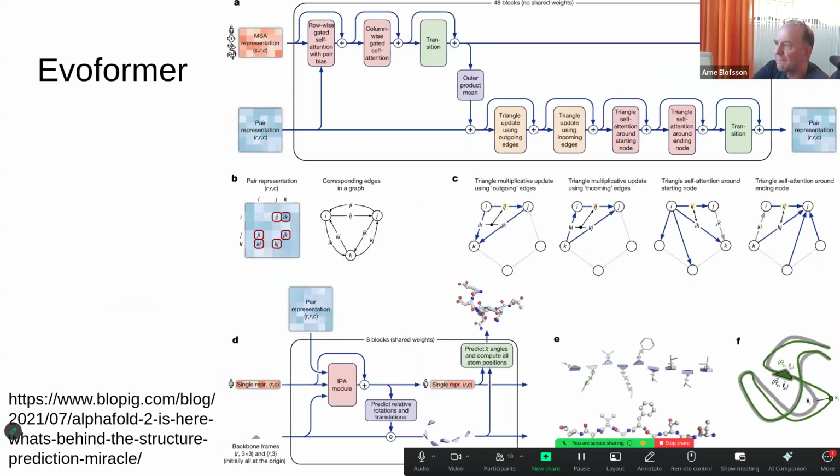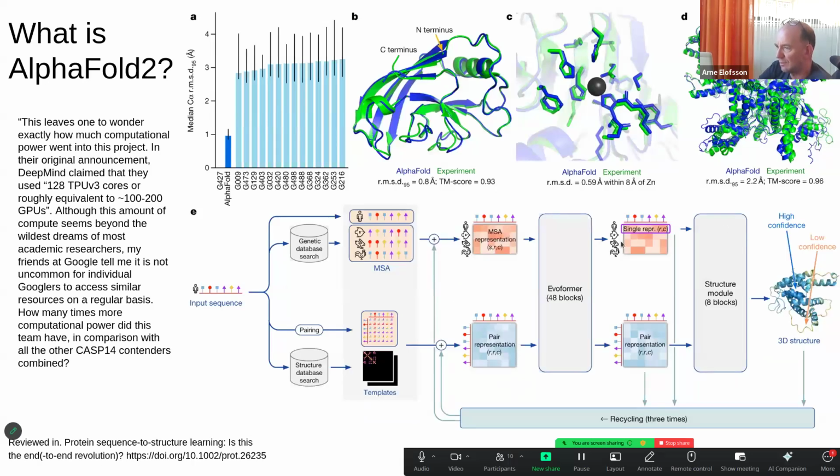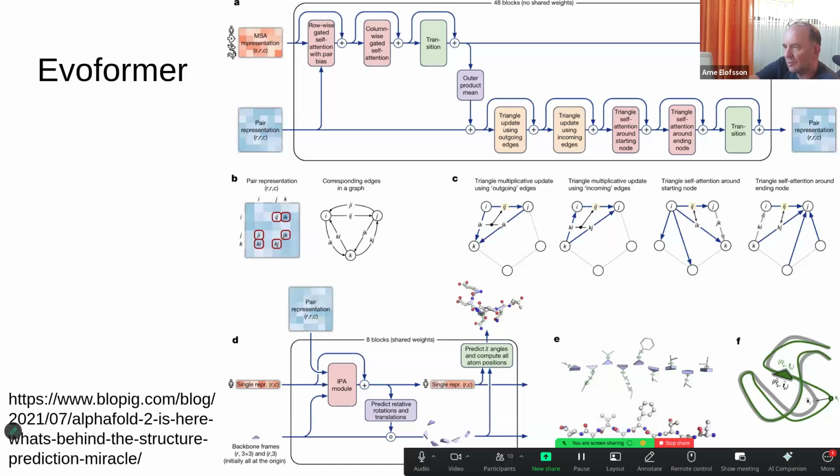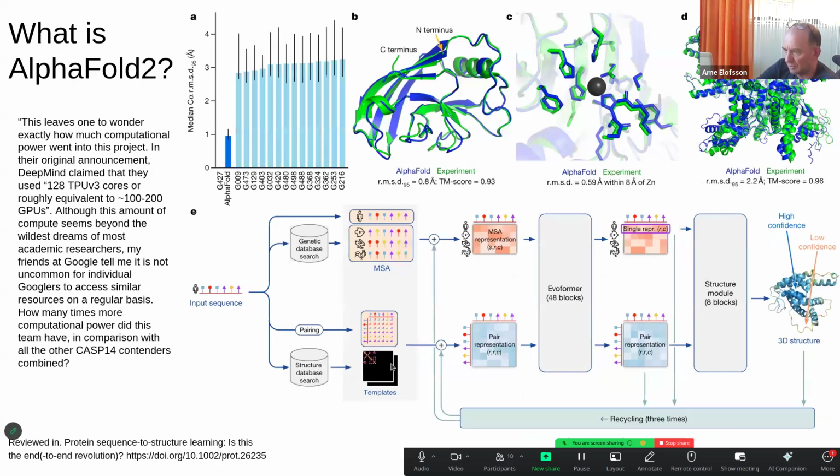And this is how AlphaFold 2 worked. I will go through this in a bit more detail because I think it's interesting. So we can start here to the left. You start here with a sequence.